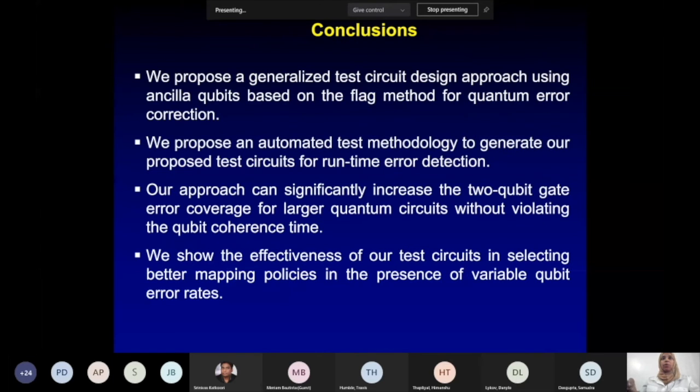So we proposed this generalized test circuit design approach using auxiliary qubits based on this concept of the flag method. We also proposed this automated test methodology to generate these circuits. And the argument here is that we want to cover regions that may not be covered by existing uncompute or assertion-based test circuits. And we show the effectiveness of this approach through some initial results in the experimental section.